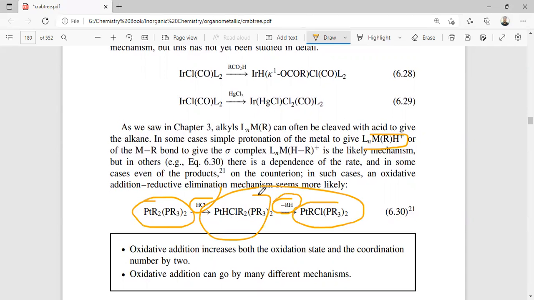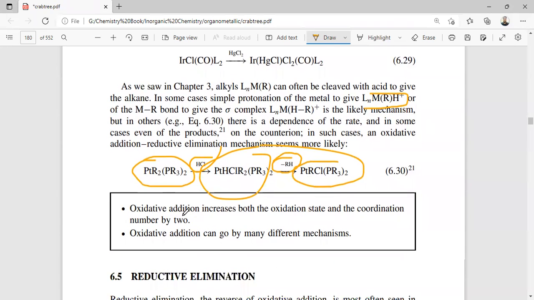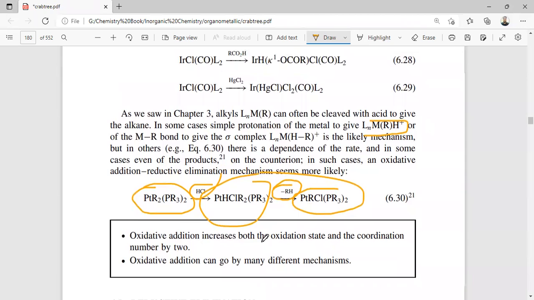So in summary, oxidative addition increases both the oxidation state and the coordination number by 2 units, and the oxidative addition can go by different mechanisms, whether the ionic mechanism or the radical mechanism. So, thank you.